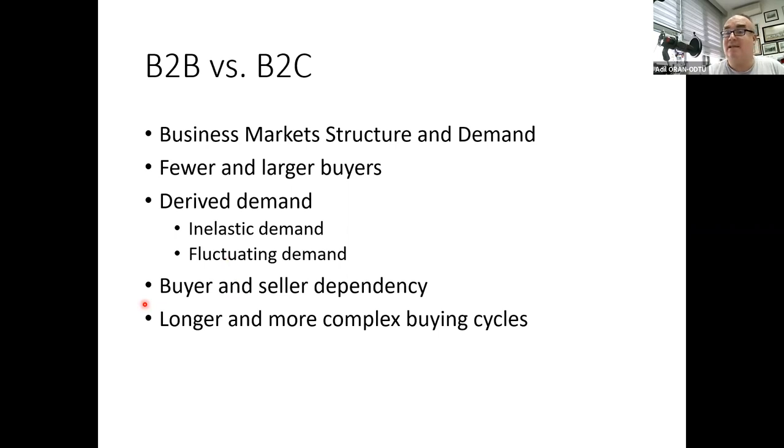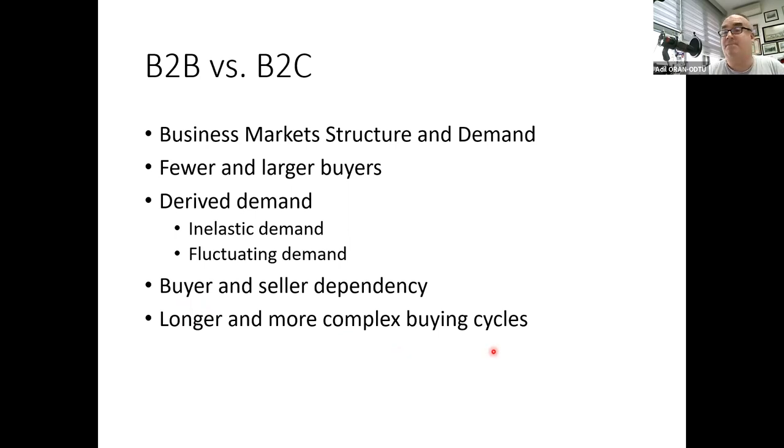And typically in B2B businesses, once a company starts buying from a business, they tend to stay with that business for a long time. So there will be these relationships that develop and they become dependent on each other. And again, it's a long-term relationship. So make sure that that relationship is managed well and that nobody gets upset and decides to make big changes.